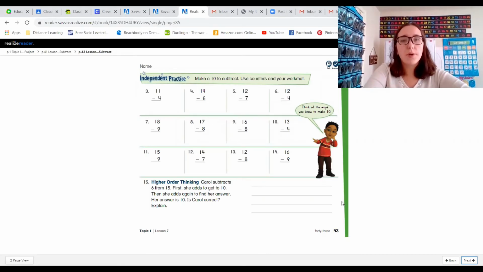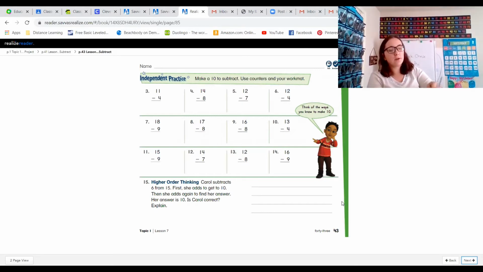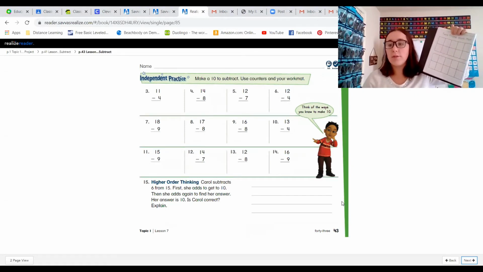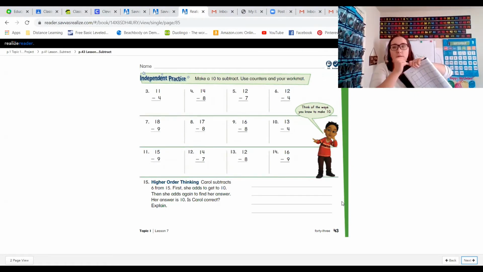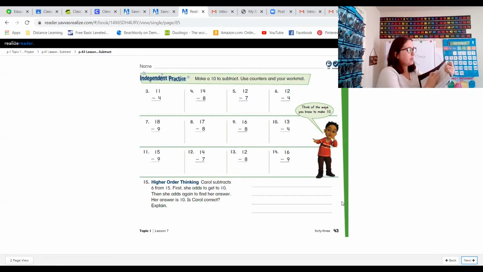Now let's go to the next page, so turn the page. We're going to do number 3 and number 4 together first. Now if you want to get out your 10 frame mat out of your black folder, that would be a great idea because then you can use those counters that we gave you and your 10 frame work mat and a dry erase marker for your whiteboard. Keep it in the plastic and you can actually draw counters on it if you want to, okay? So we're going to use this to help us.